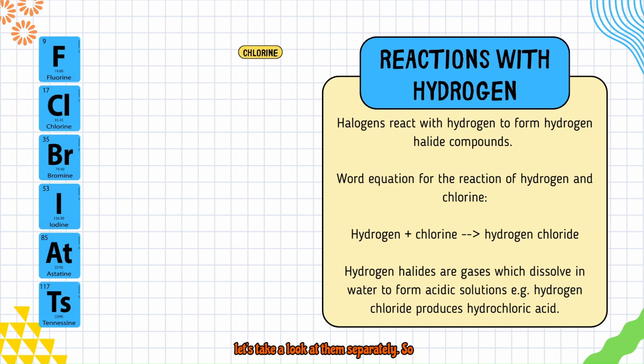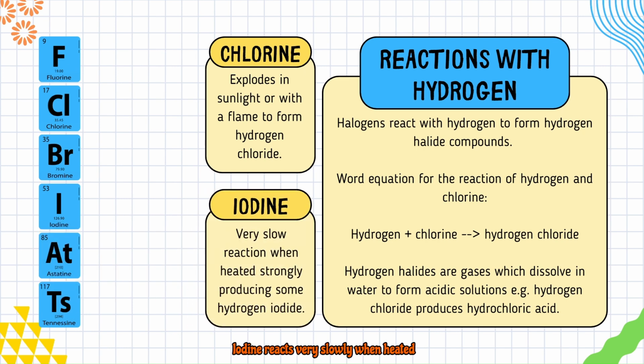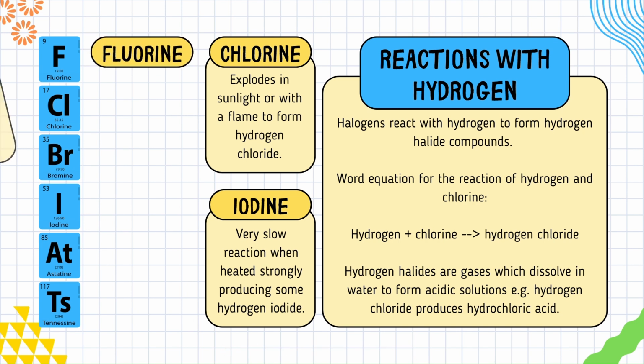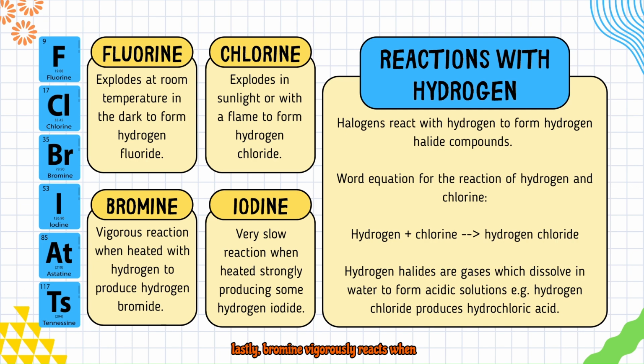Now let's take a look at them separately. So for chlorine, it explodes in sunlight or with a flame to form hydrogen chloride. Iodine reacts very slowly when heated strongly, producing some hydrogen iodide. Fluorine explodes at room temperature in the dark to form hydrogen fluoride. And lastly, bromine vigorously reacts when heated with hydrogen to produce hydrogen bromide.